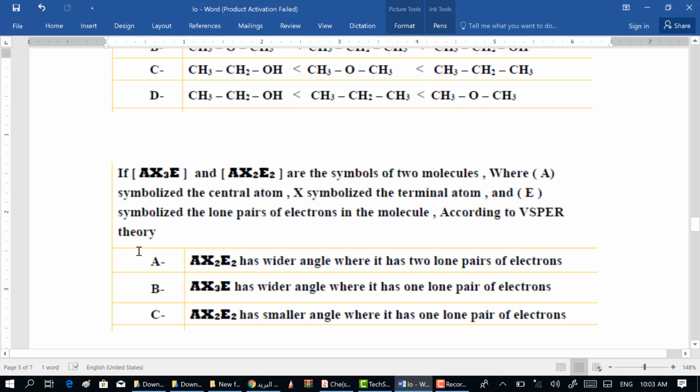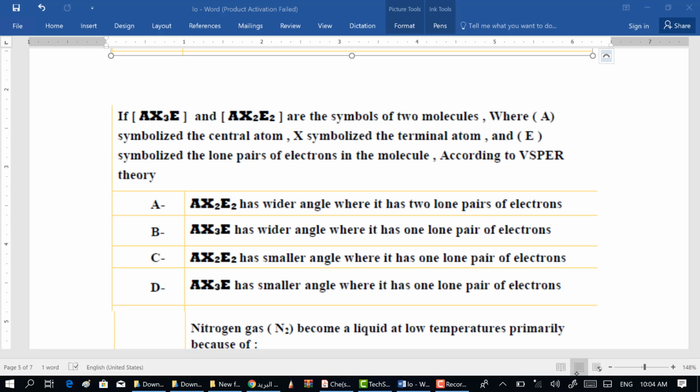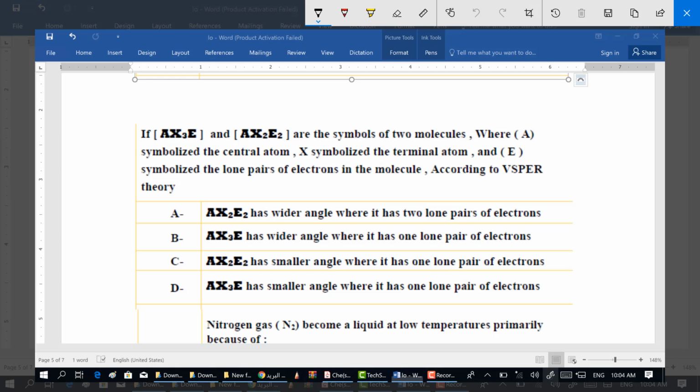Return back to another question. For the Fisher series, if we represent AX3E and AX2E2 according to the Fisher series, AX3E will be like this: central atom A surrounded by 3 X, and we have only one lone pair of electrons.